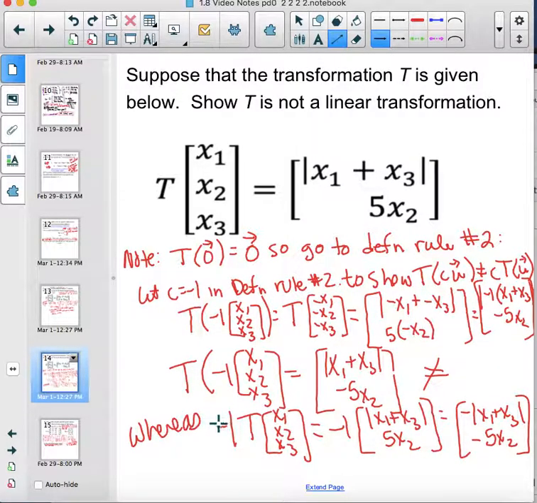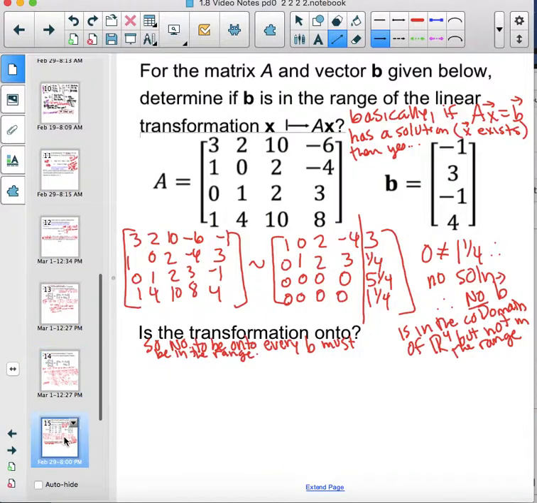Is that the same as -1 times the transformation of the input? Okay, this is rule 2. That's what we're showing, but with c equals -1. All right, so -1 times this thing is the opposite of the absolute value. So the negative of the absolute value is not the same as the absolute value. They're not the same. Therefore, rule 2 is violated. It's not a linear transformation.